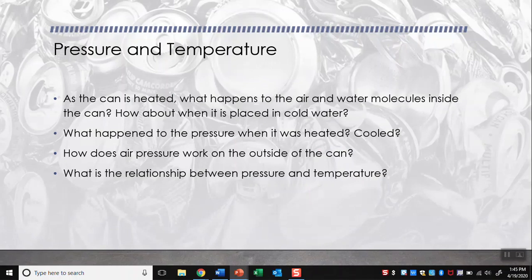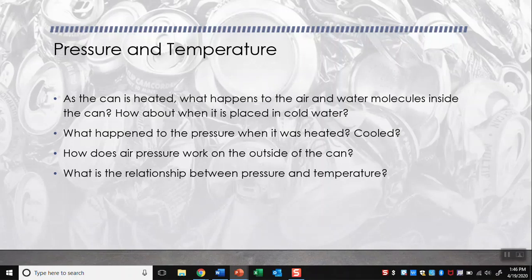How about when it's placed in cold water? What happened to the pressure when it was heated? What happened to the pressure when it was cooled? Think about air pressure, the pressure that's all around us. And lastly, what do you think is the relationship between pressure and temperature?